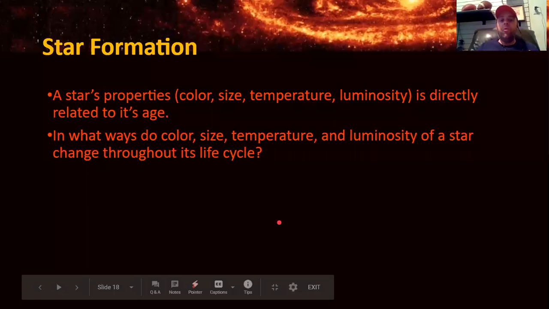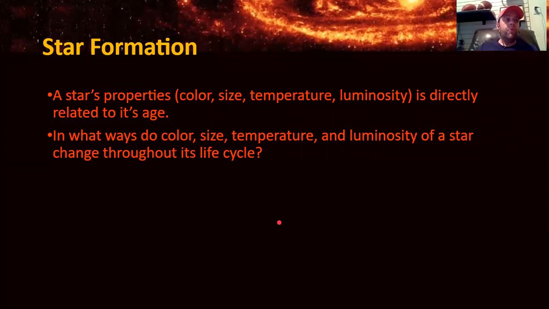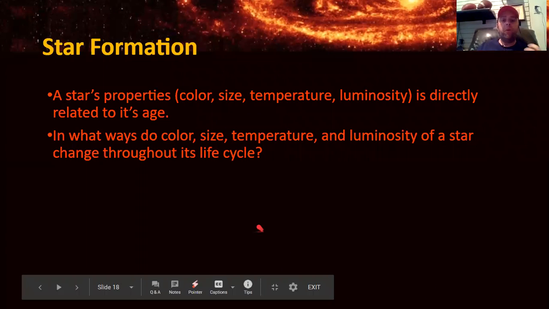So a star goes through different properties, and it's directly related to its age. Its color, its size, its temperature, its brightness or luminosity is all directly related to its age. And how quickly it moves through those properties is all dependent on mass. So how do they change over time? How do those properties, color, size, temperature, change throughout its life cycle?